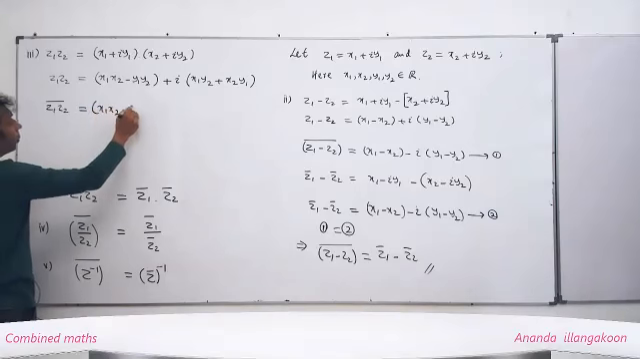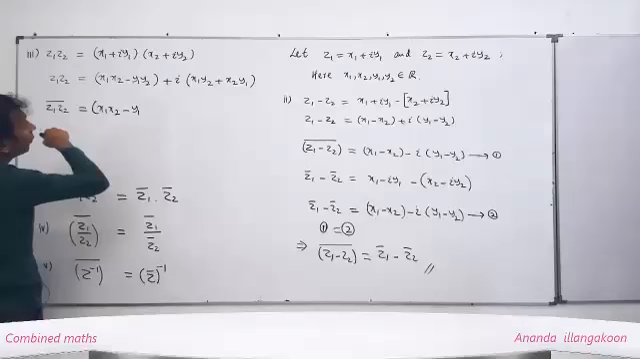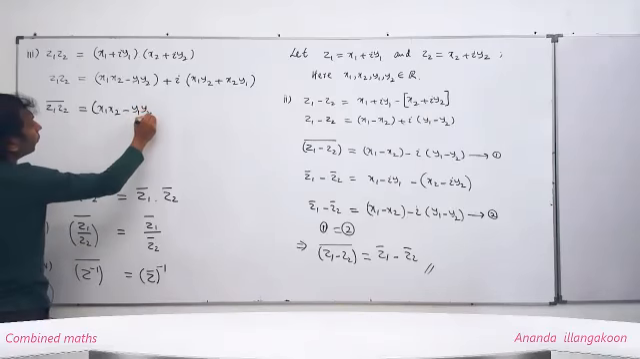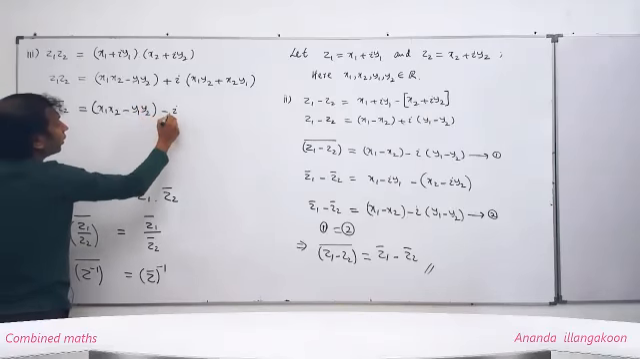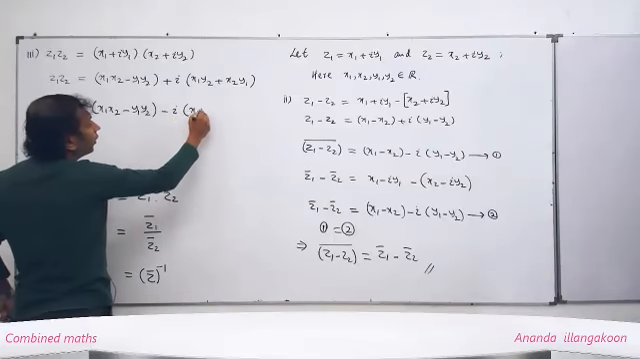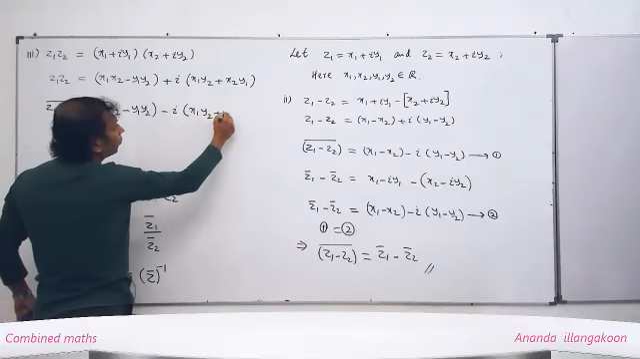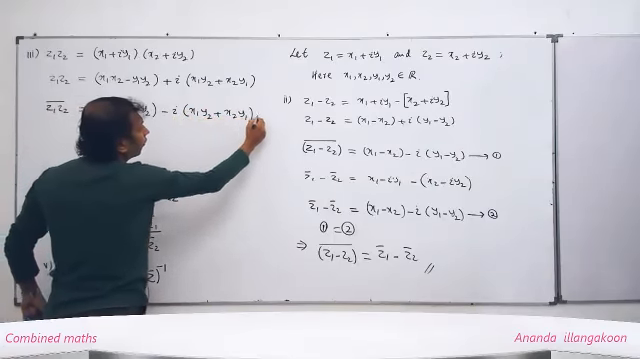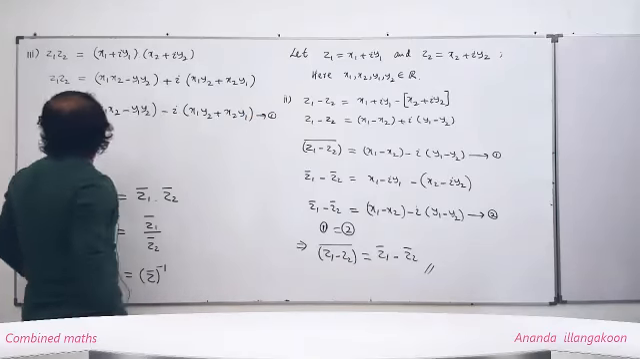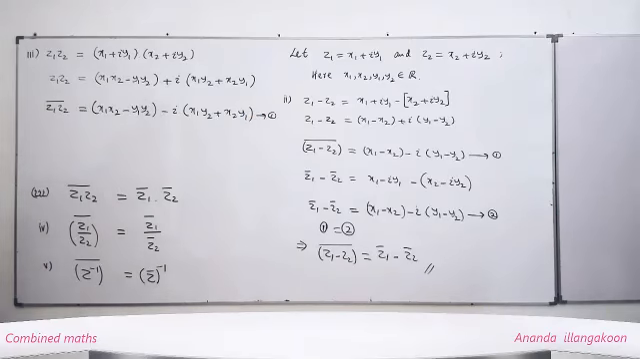X1, X2 minus Y1, Y2 minus I times X1, Y2 plus X2, Y1. Number 1. Correct, no? We multiply this way, we get.